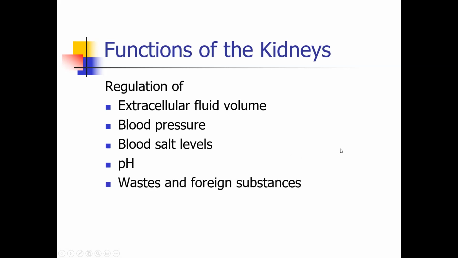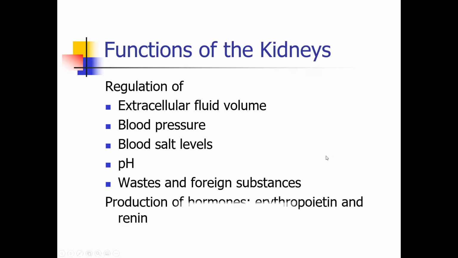The main thing that we focus on with the kidneys is the removal of waste and foreign substances. The most common being nitrogenous waste, urea. You guys have heard of urea, and that's the main thing that is eliminated from the kidneys, in addition to other substances. Okay, the production of hormones. Erythropoietin is a hormone that controls red blood cell production, and renin helps control water retention, believe it or not. So it's actually going to be secreting a hormone that helps regulate itself, ironically.